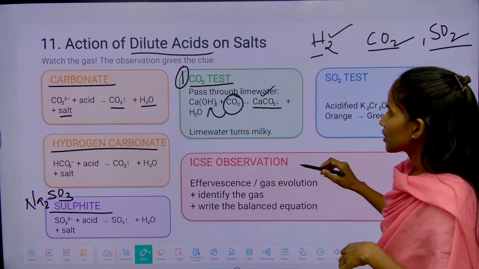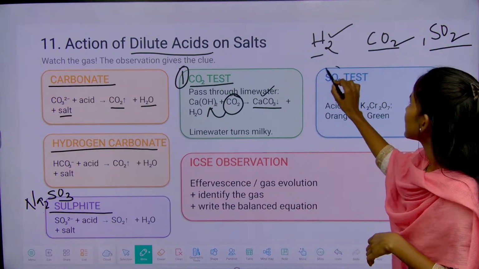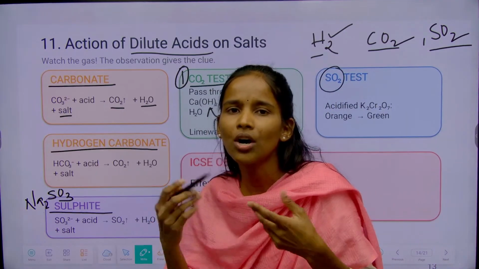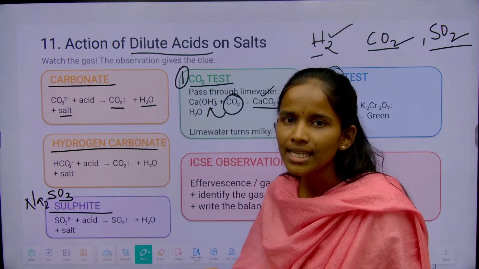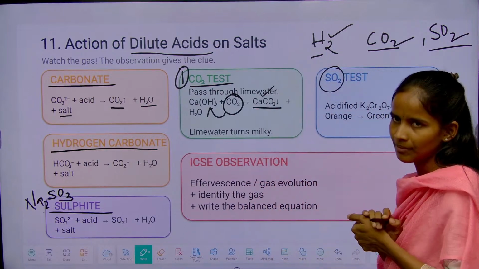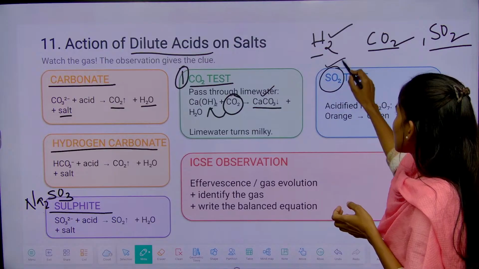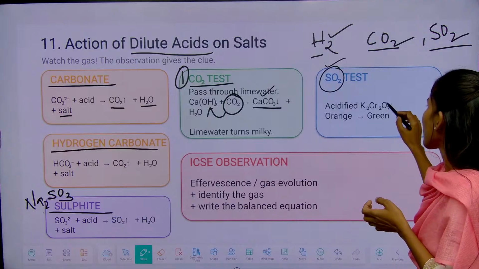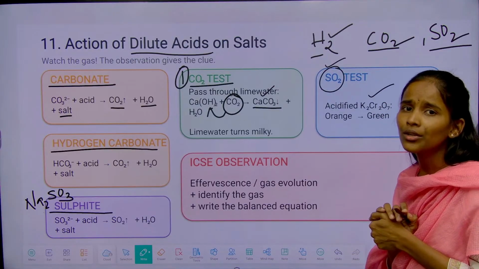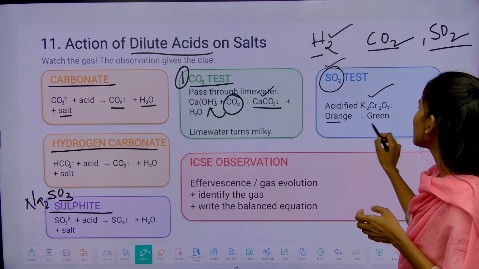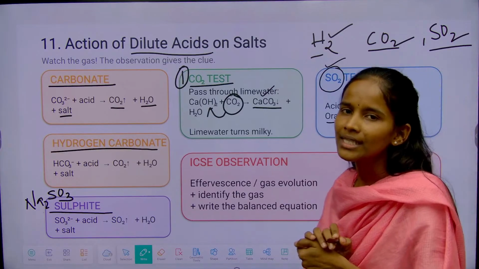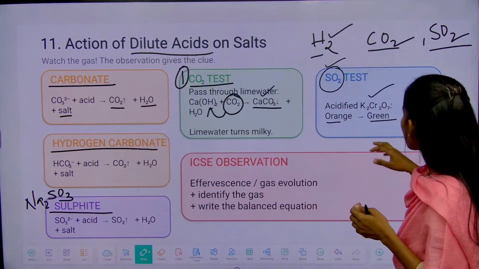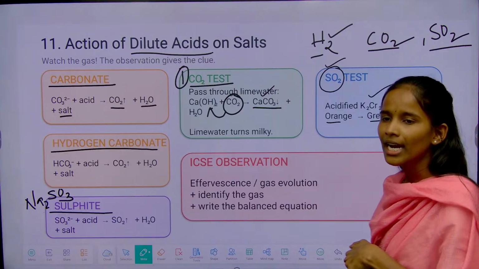Now, next one, sulfur dioxide. In any chemical reaction, how to check whether sulfur dioxide gas is produced or not? Here we have a confirmation test: whatever gas is released, we have to allow it to pass through potassium dichromate, K2Cr2O7, then the orange color turns into green color, which represents that sulfur dioxide gas is produced. Next, what is remaining? Hydrogen gas. How to check the hydrogen gas test?